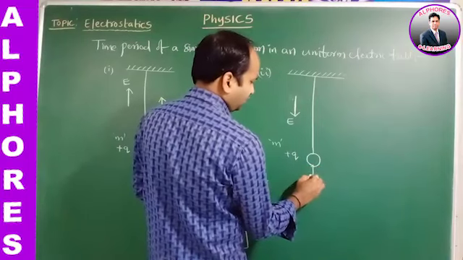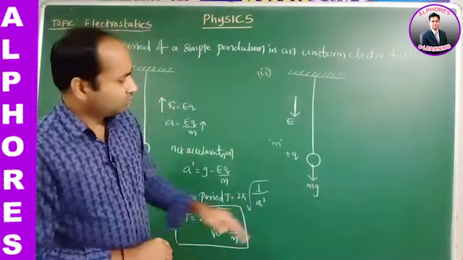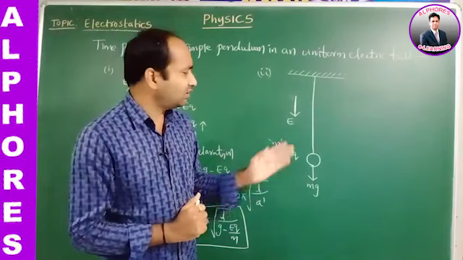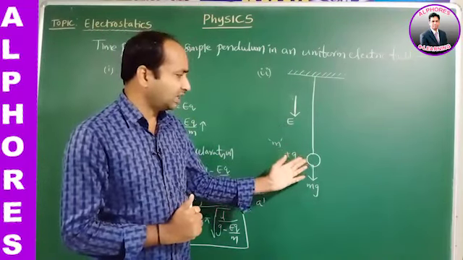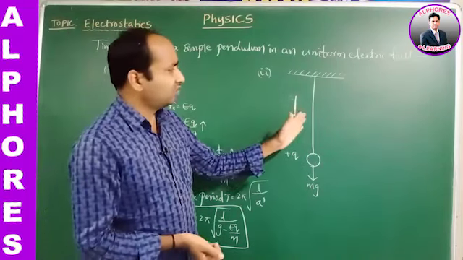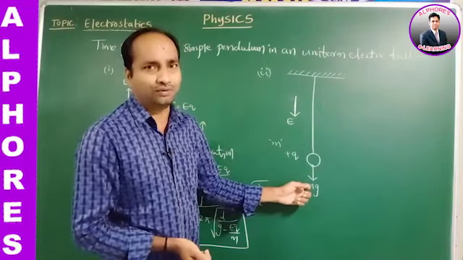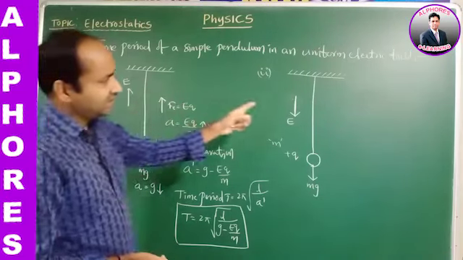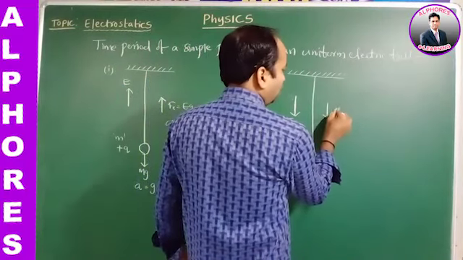What is the gravitational force? Mg acts vertically downwards, so it is always towards the center of the earth. Then what should be the direction of the force? The electric force acting on the positive charge is along the direction of the electric field. Here the electric field is downwards, that is in the direction of the gravitational force. In the first case the electric field is upwards, so the force is also upwards. Here the electric field is downwards, so the electrostatic force is also downwards.